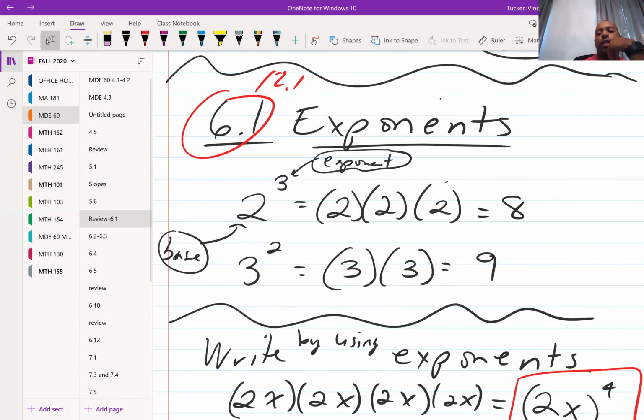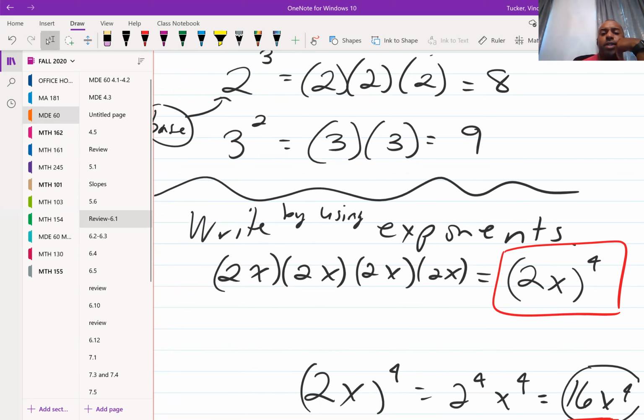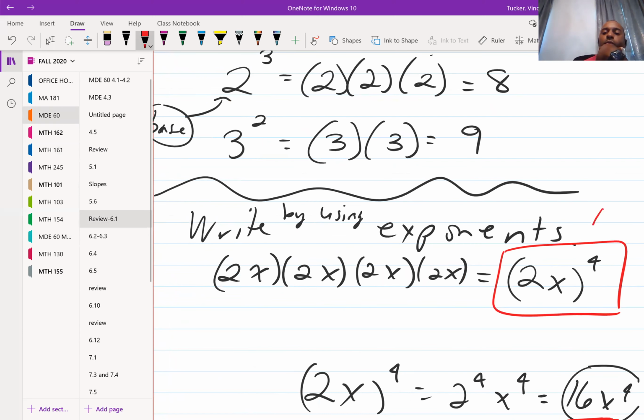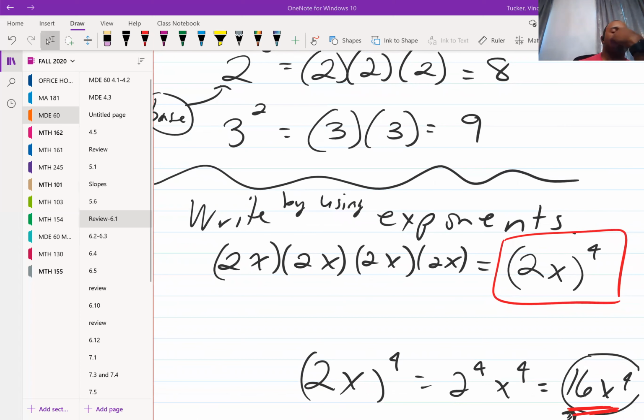One of the exercises that you may get is using exponents. If they give you 2x times 2x times 2x times 2x, you can rewrite it as 2x to the 4th. Any problems with that? There's 2x being repeated 4 times, so 2x to the 4th power.